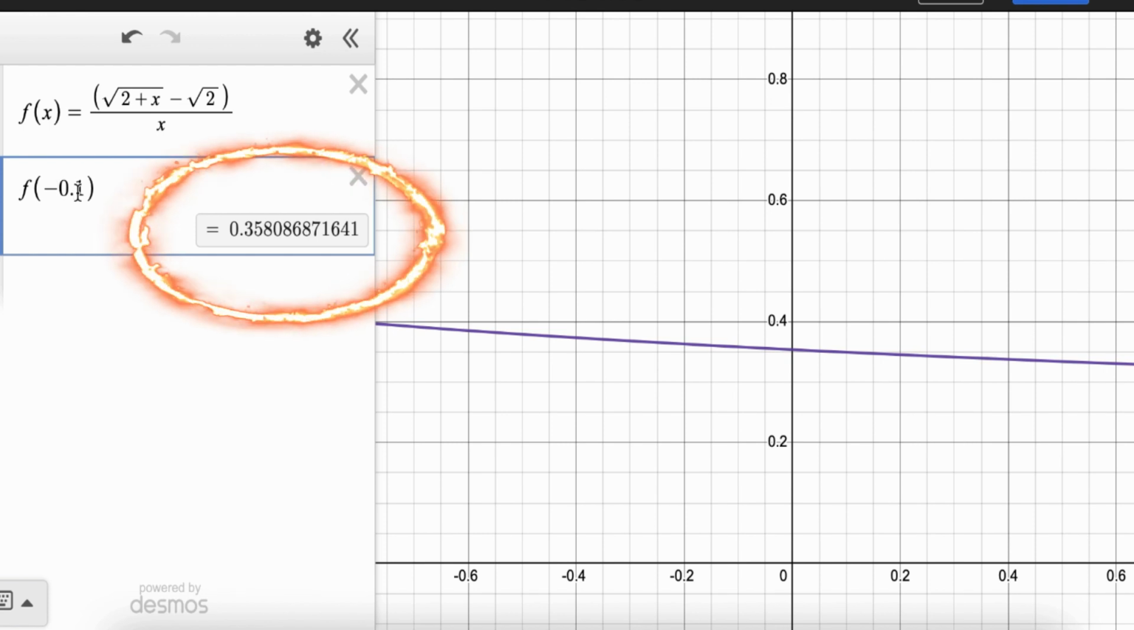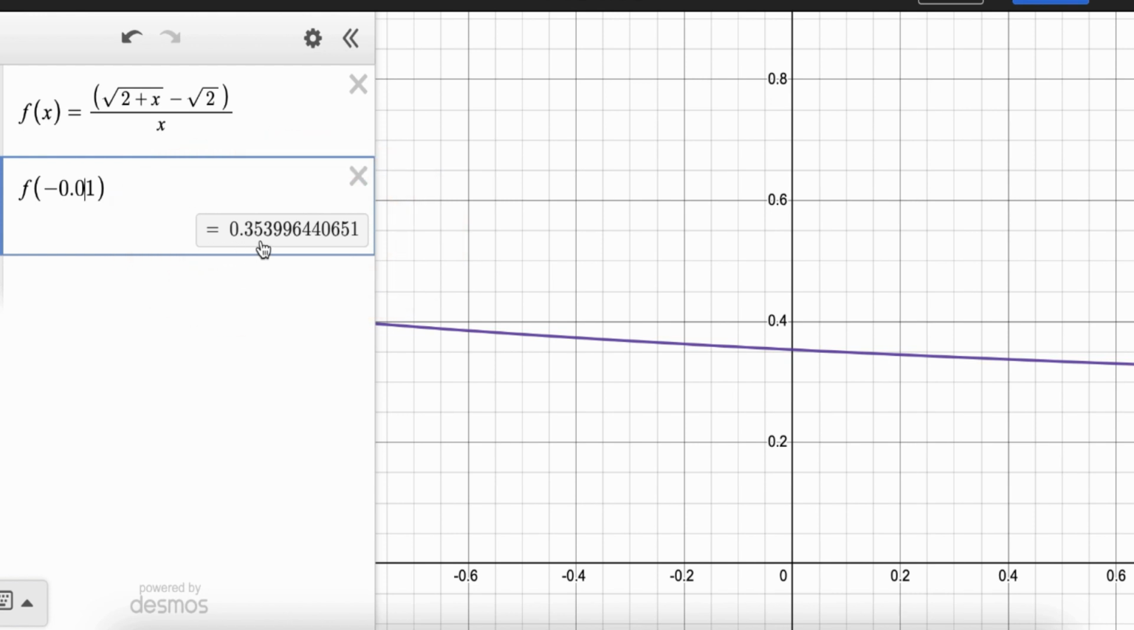If we get a little bit closer to 0, let's say at negative 1/100th, we have 0.3539. At negative 1/1000th, we have 0.35359. For the positive values of x, at positive 1/1000th, we have 0.35350. So, in fact, it does look like the value of the limit is near 0.3535. Again, what this says is whenever x is near 0, the value of y is near 0.3535.